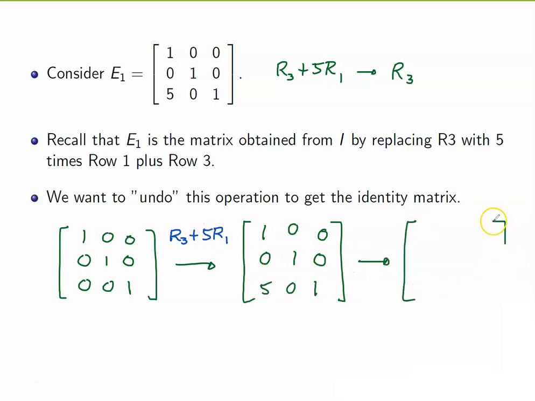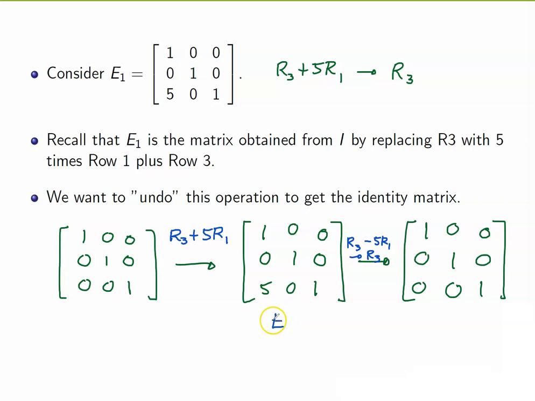What operation must we perform here in order to get the identity matrix? From here to here, what do we need to do? We want to get rid of the 5 over here. So what will you do? What row are we going to use? We want to use row 1. Correct? So we multiply negative 5 row 1, then we add it with row 3. That will be your new R3.